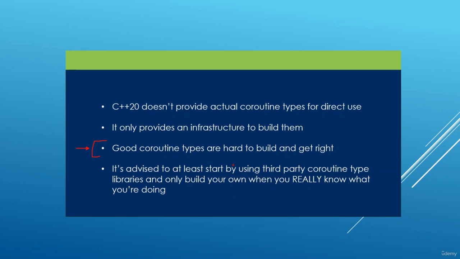coroutine types. My prediction is that most C++ developers out there are going to be using coroutine types that have been built by other people. And it is expected that C++23, the next version of the C++ standard, is actually going to provide directly usable coroutine types we can use in our C++ programs without having to build our own coroutine types, because that can get messy very quickly. Okay, so this is really all I had to share in this chapter.